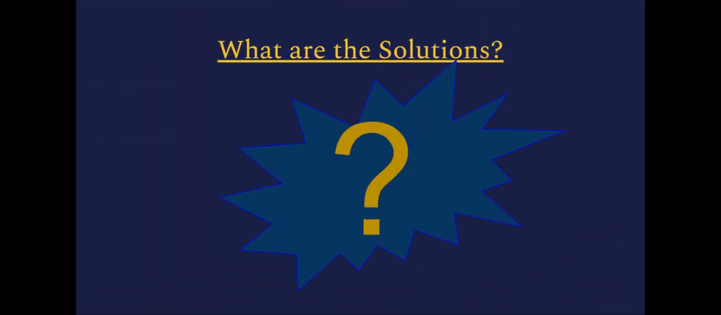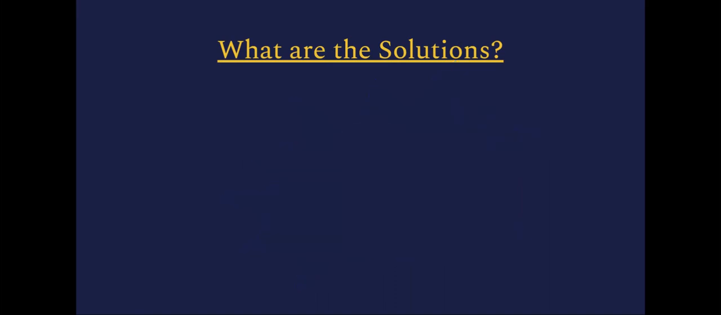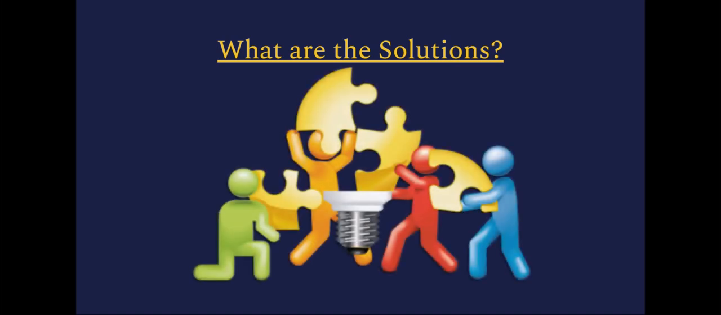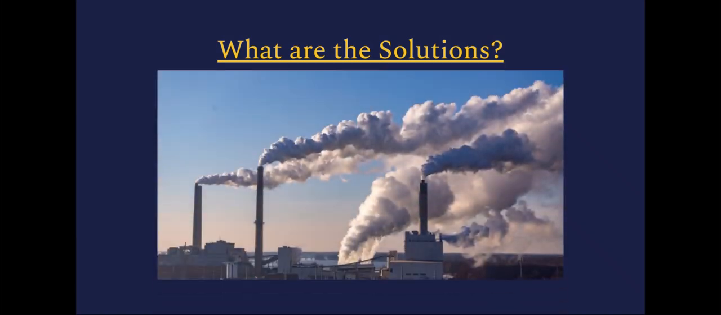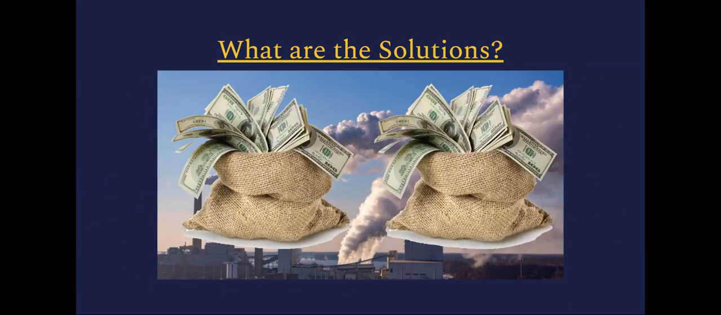What are the solutions? We cannot stop this extinction, but we can certainly delay it. One way to delay this is by working together. There are many people on the planet, and today, together, we can do a lot. First, we must reduce pollution. People are sacrificing the planet and health for money.